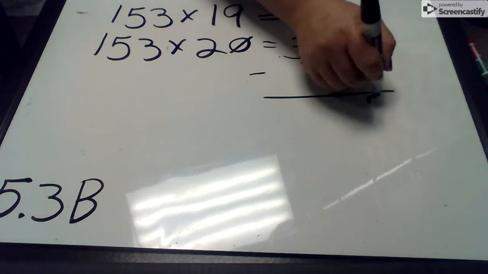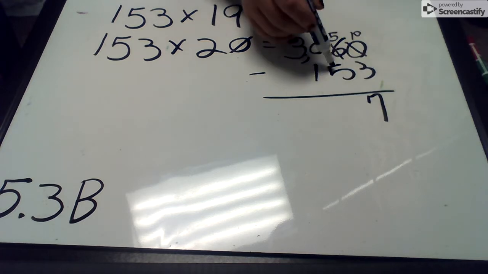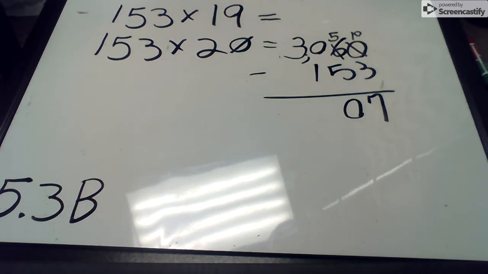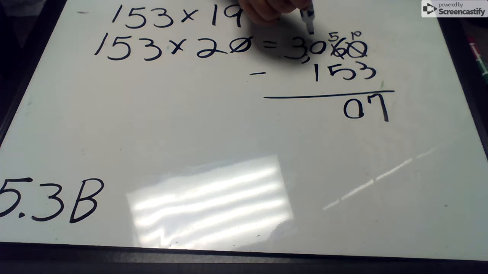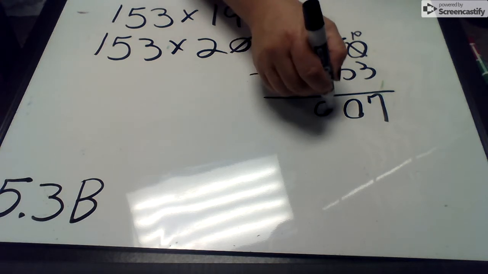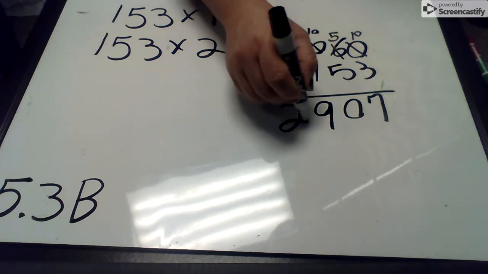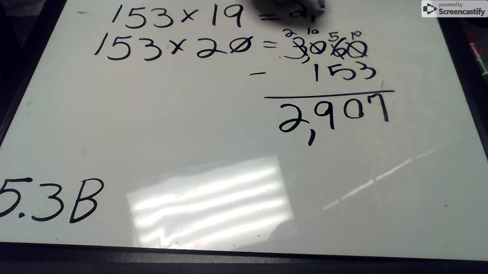10 minus 3 is 7. 5 minus 5 is 0. 0 minus 1, I can't do that. If I have nothing, I can't give you 1. So I have to regroup. 10 minus 1 is 9. And 2 minus nothing is 2. So the actual answer to 153 times 19 is 2,907. Now that's done with estimation.